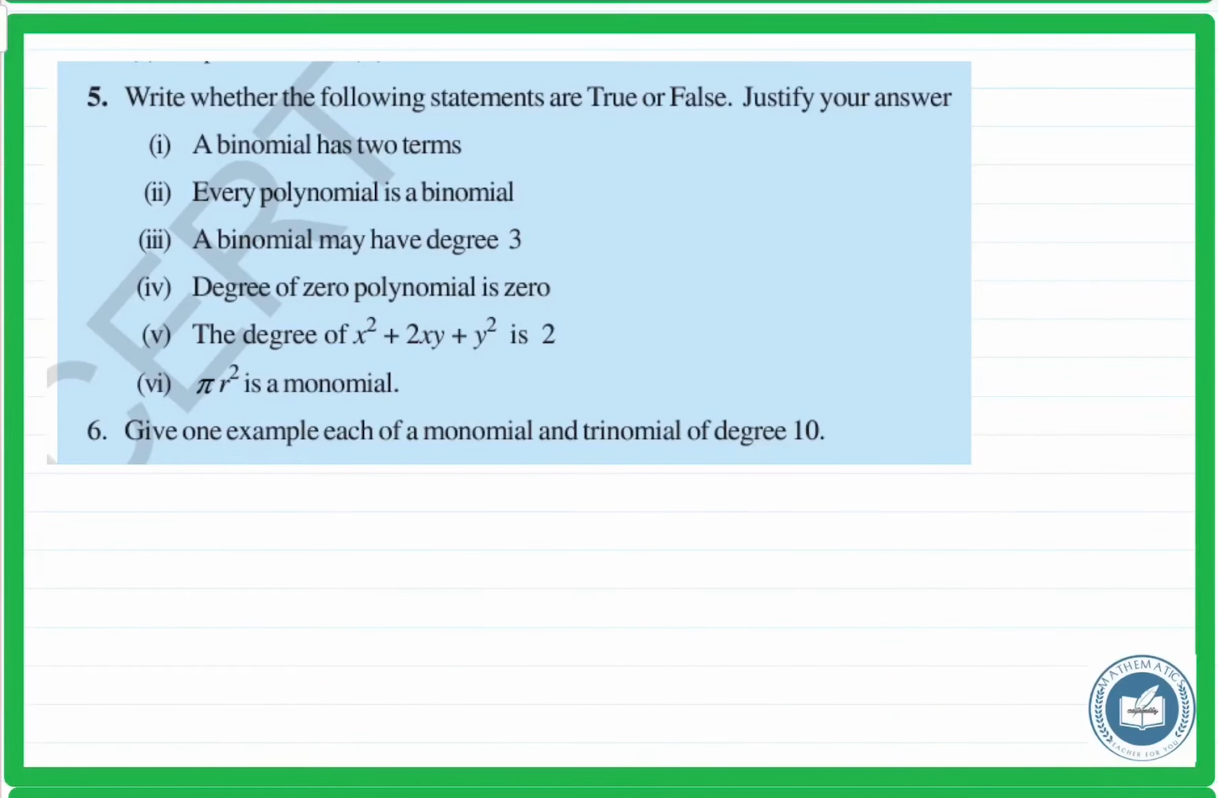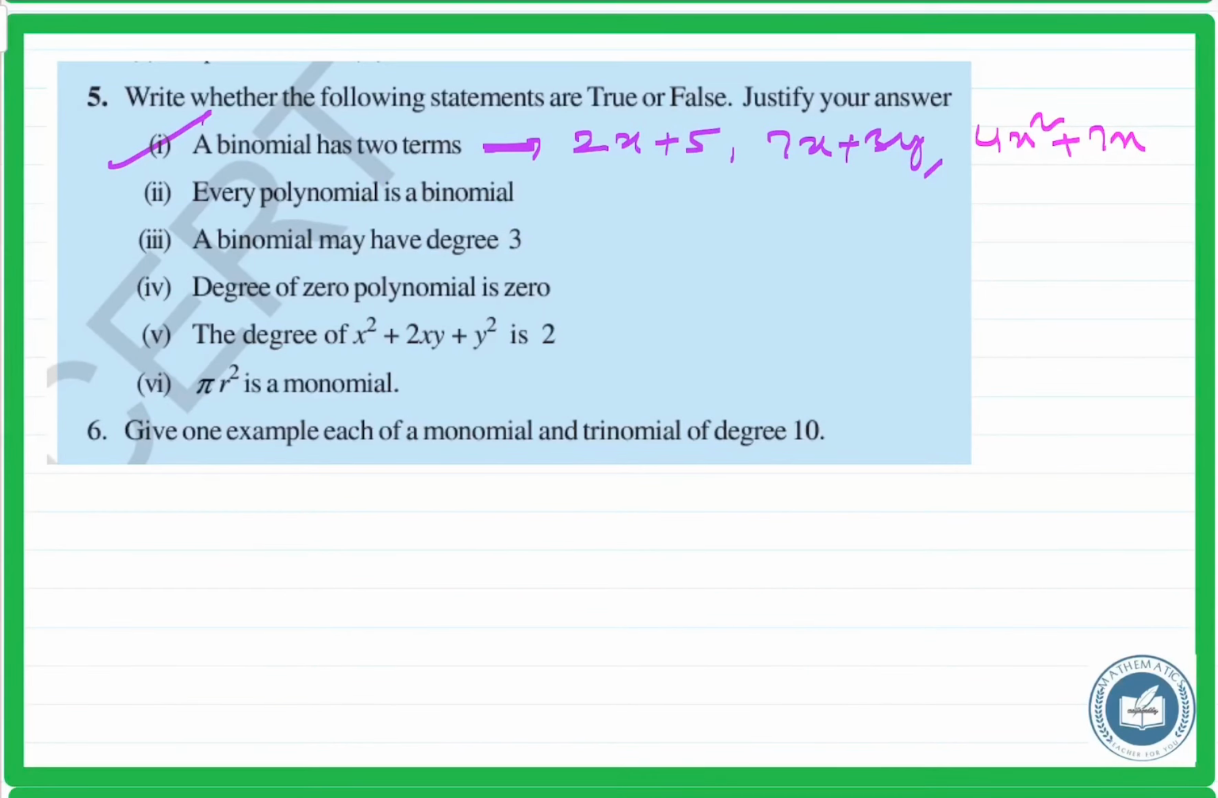Write whether the following statements are true or false. Justify your answer. A binomial has two terms. Exactly, it is correct. True. If any algebraic expression is said to be a binomial, it contains two terms. Suppose 2x plus 5 or 7x plus 3y in two variables, 4x square plus 7x. So it contains only two terms. It is exactly correct. It is true.